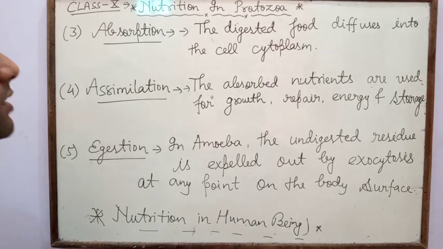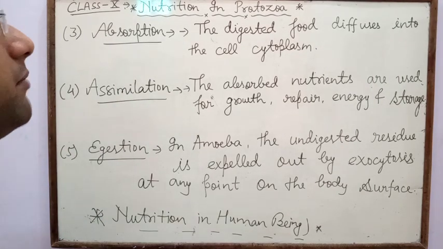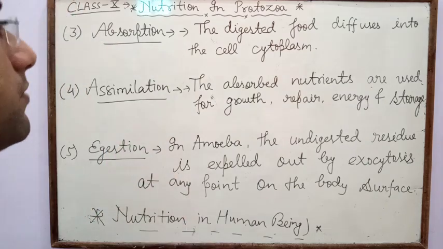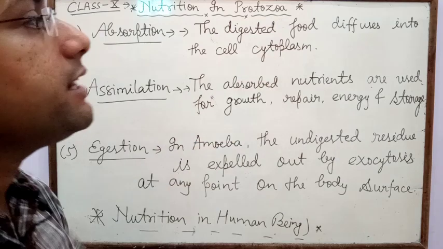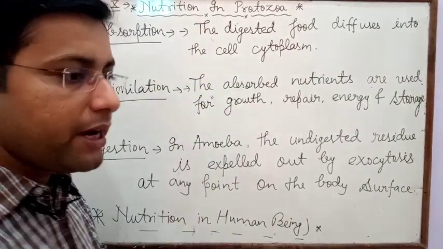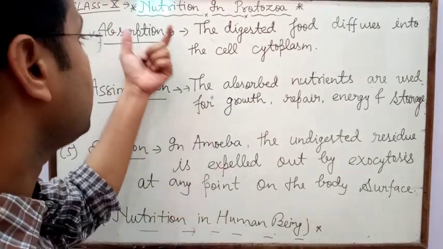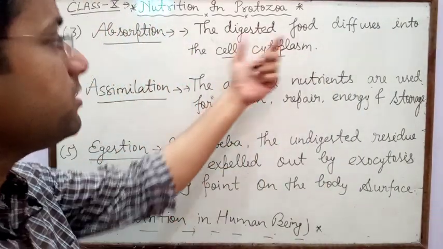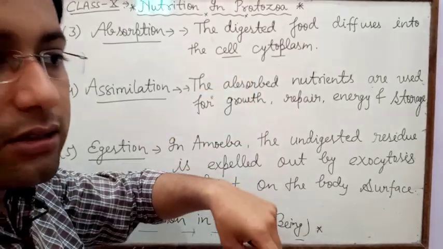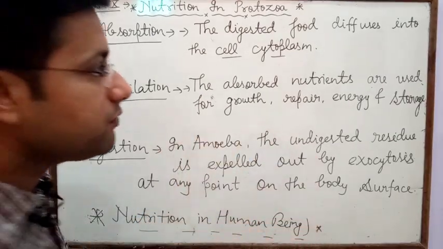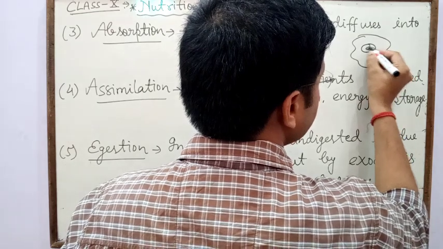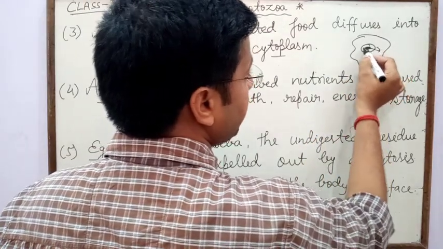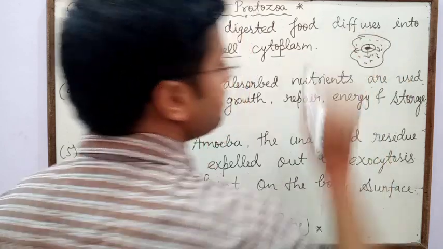After digestion, next is absorption. After breakdown of the food material, the digested food material is absorbed. In absorption, the digested food diffuses into the cell cytoplasm, because in a single cell organism substances can move through diffusion. Suppose this is amoeba and food vacuole. Inside the food vacuole digestion occurs, and after digestion the digested food diffuses into the cytoplasm present in the cell.